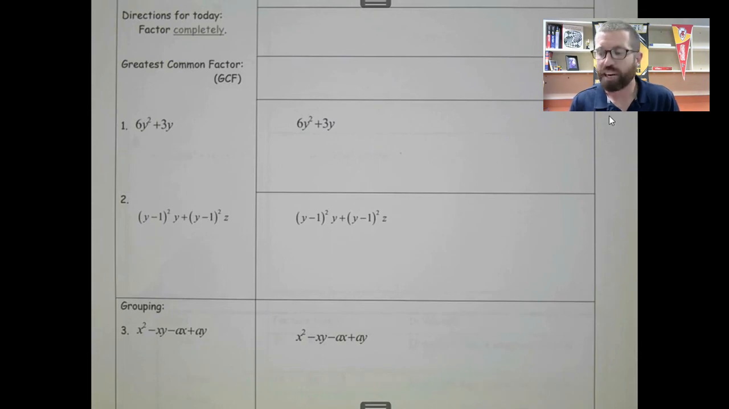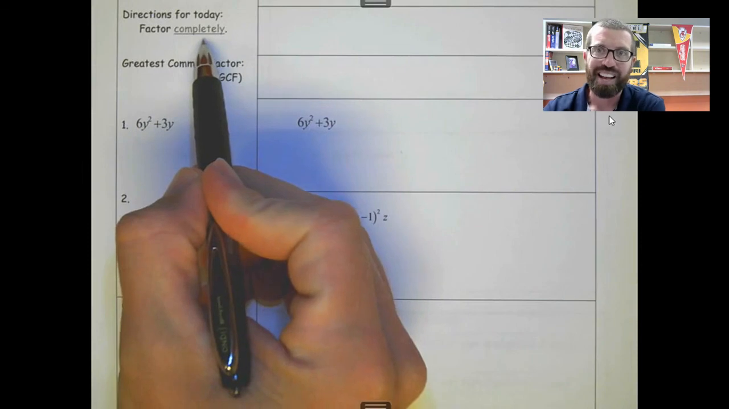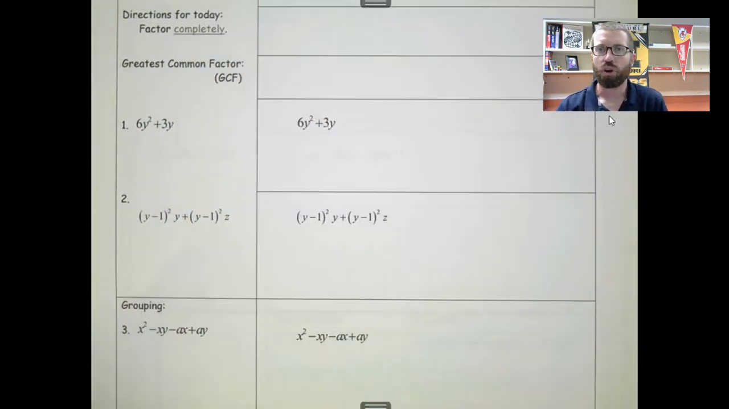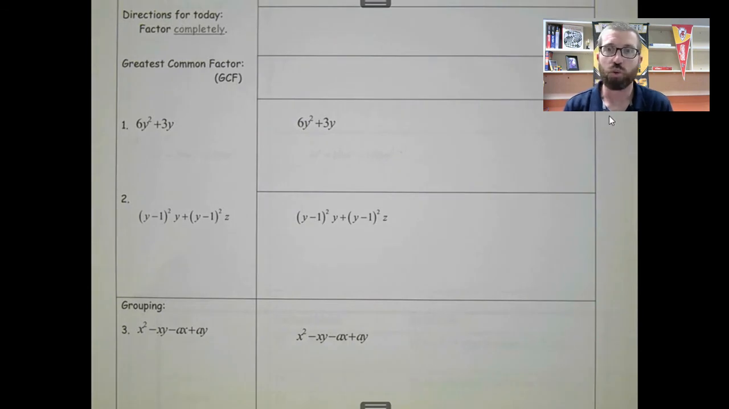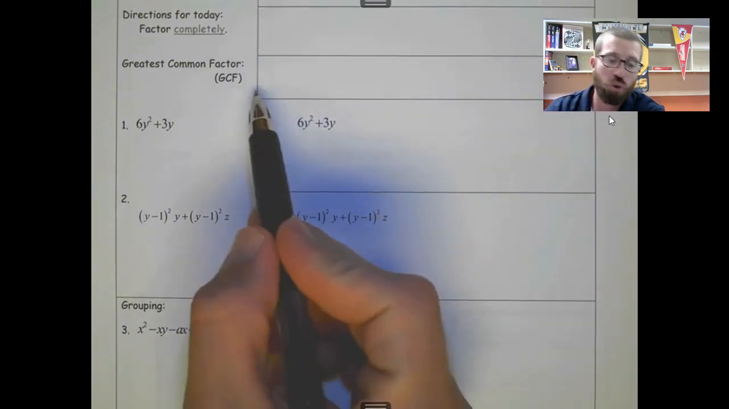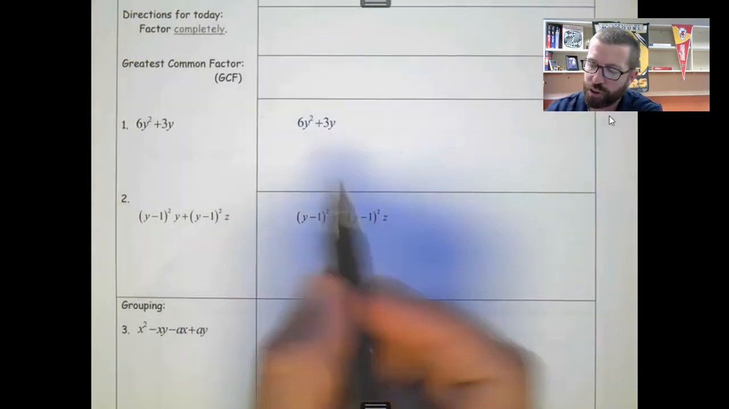In this video, we're going to look at factoring. When we factor, we are going to factor completely. That means to go through all your factoring methods and factor until everything is a linear expression, or can no longer be factored. The first thing we do always is look for the greatest common factor.